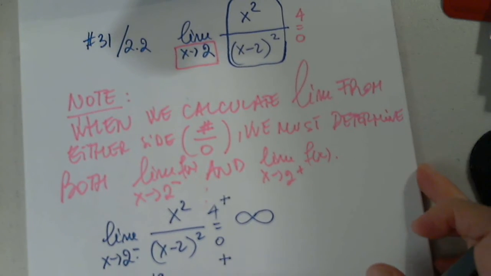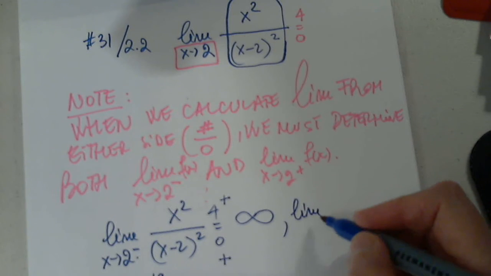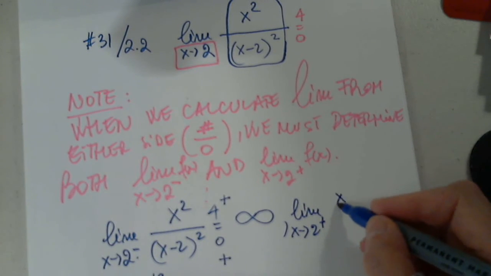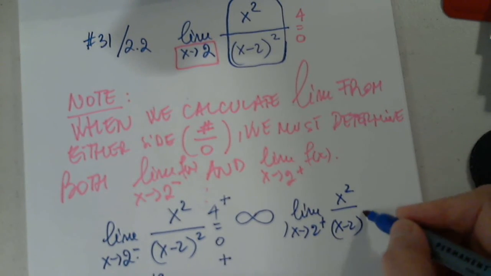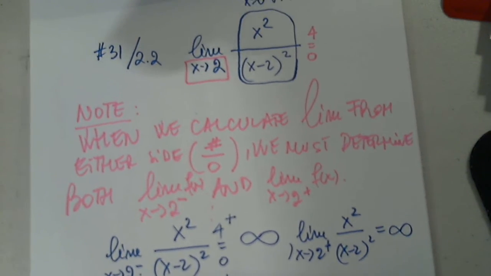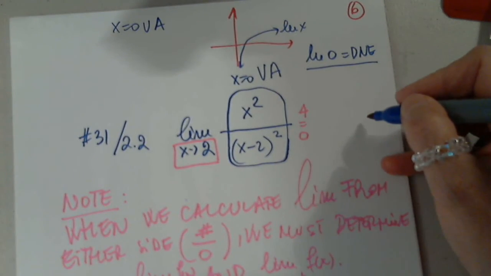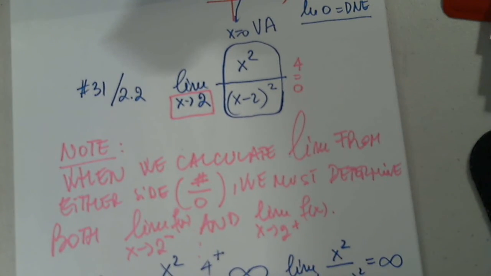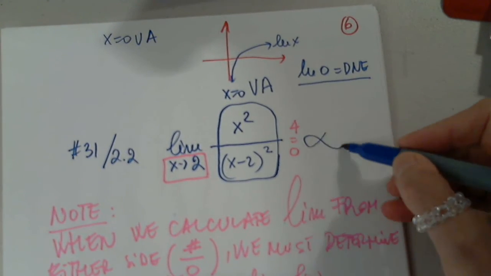In the same way, I will determine the limit as x approaches 2 from the right of x squared over (x minus 2) squared. It happens to be the same thing. Therefore, I cannot write DNE. Because both sides go to infinity, I must write infinity.